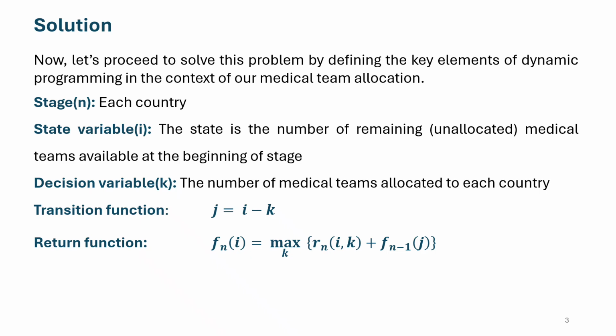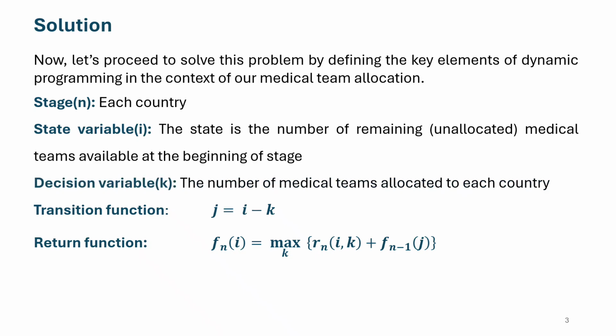We will now proceed to solve this problem by defining the key elements of dynamic programming in the context of our medical team allocation. Stage, denoted by n. In our problem, each country represents a distinct stage. Therefore, we have 3 stages corresponding to the 3 countries. State variable, denoted by i. The state represents the number of teams that are available for allocation at the beginning of each stage.